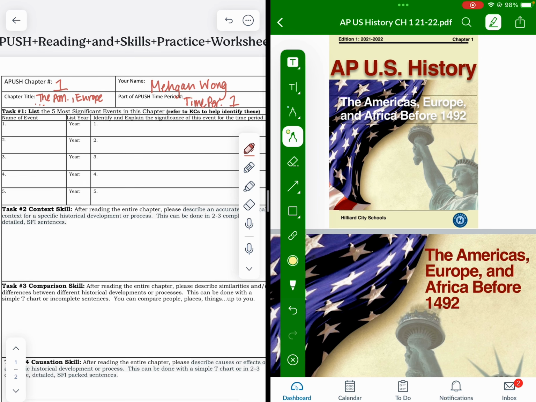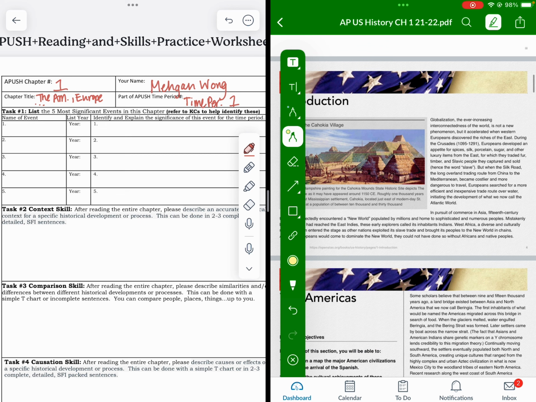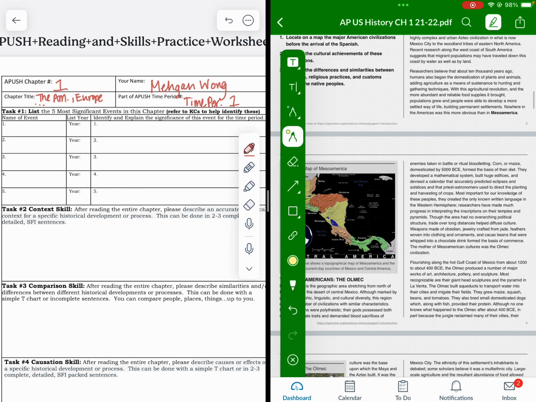So now I've read the chapter. And task 1 is to choose 5 significant events. It can be people, events, battles, laws that are passed, political debates, just anything that you see in the reading. You're going to choose 5 main ideas here.